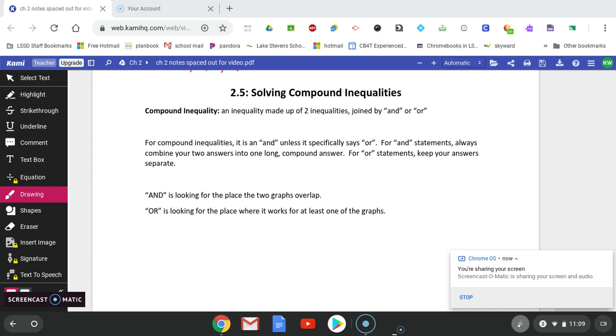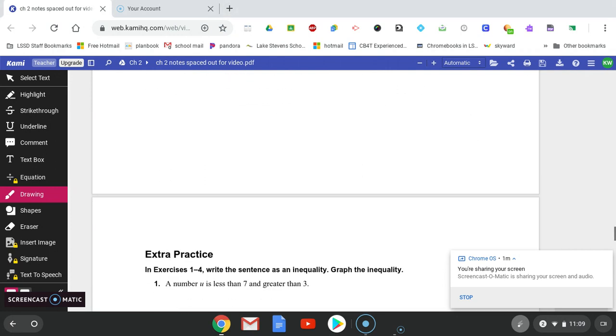For compound inequalities, it's always assumed to be an "and" statement unless it specifically says "or." For "and" statements, you're always going to combine your two answers into one long compound answer. For "or" statements, you just keep it as two separate ones. If we have an "and" graph, we're looking for where the two graphs overlap. We want to know where it works for both this inequality and the other inequality. Whereas an "or," we just care about where it works for at least one of them. It can work for both, but it has to work for at least one.